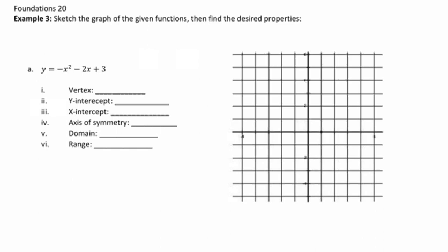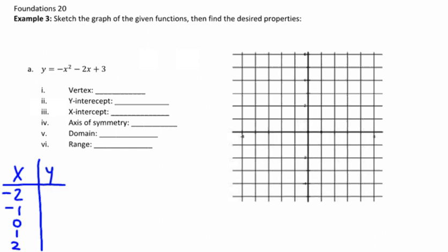Example 3 for 7.2. Sketch the graph of the given function, then find the desired properties. So we want to sketch this graph first using a table of values. We know what it's going to look like a little bit, so we know that it's opening down. We know we'll have a y-intercept of 3, and we know it should be moving to the left. So table of values, x and y, -2, -1, 0, 1, 2.